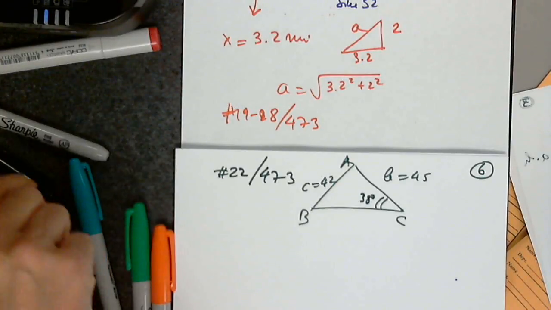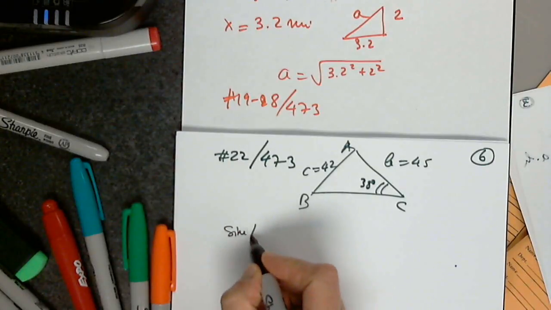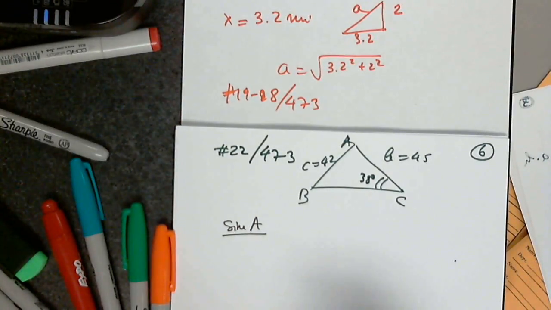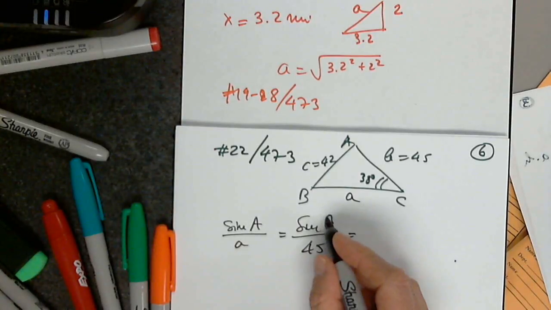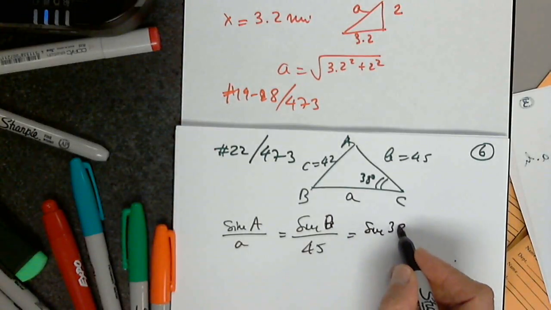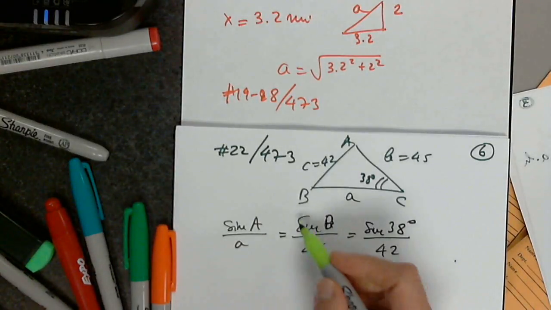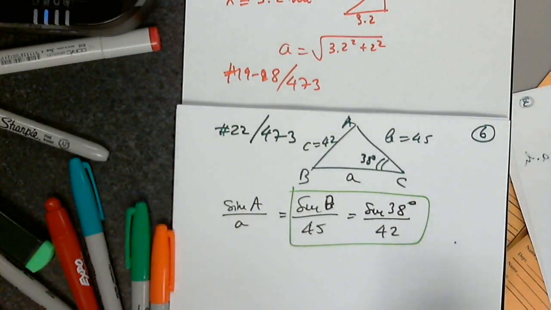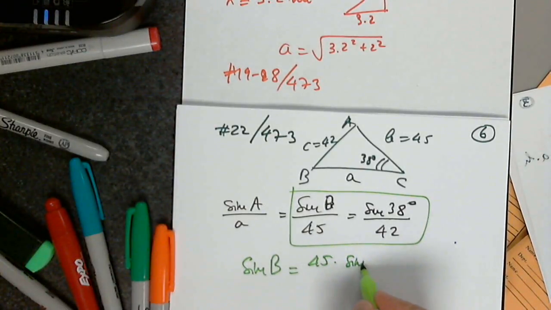What do I write? What is the starting point? So let's find... No, I have to write law of sines before I find anything. Sine A divided by A equals sine B divided by b, exactly, sine 45 equals sine 38 divided by 42. Good. Which proportion will I be using to find B? The last two indeed. So I cross multiply and divide by 42. So I have sine B equals 45 times sine 38 divided by 42.